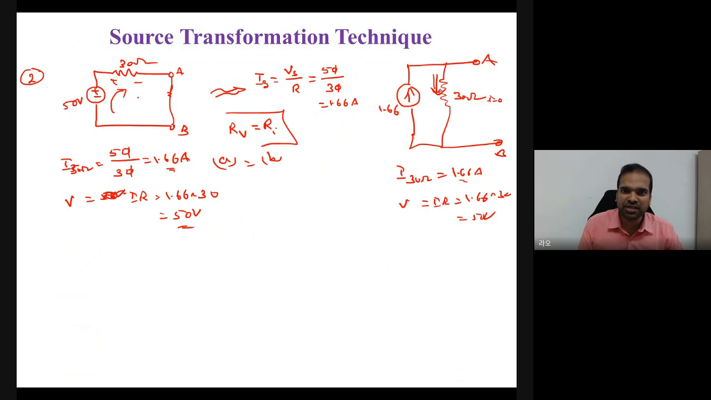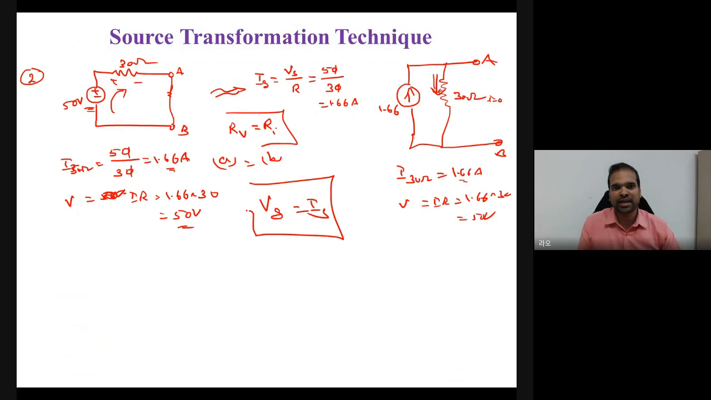Now before conversion, the current and voltage are the same as after conversion, right? Therefore this particular voltage source Vs is equal to this particular current source. So this is the conversion of the source transformation technique. So we may use this technique in order to find unknown parameters in the given circuit. In the coming session, we will solve a few problems on the source transformation technique. I hope you understood this concept.